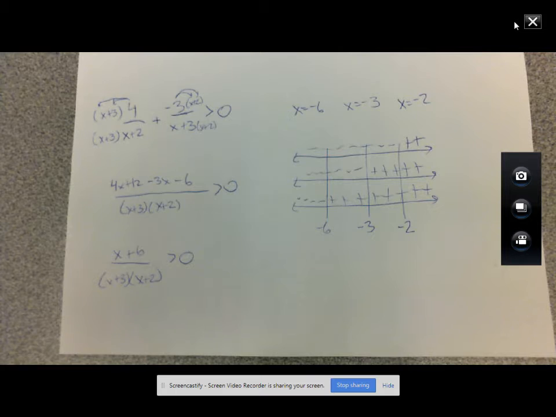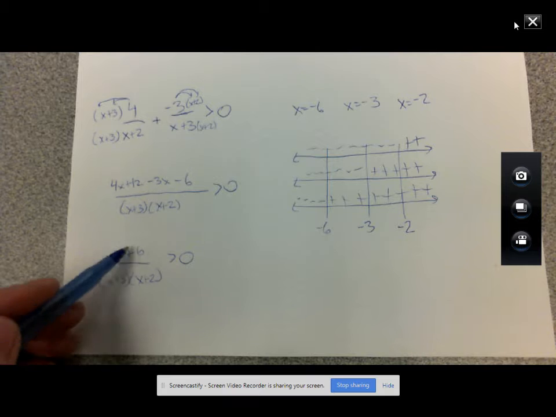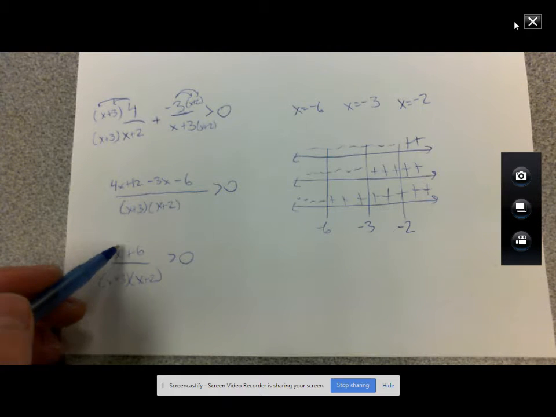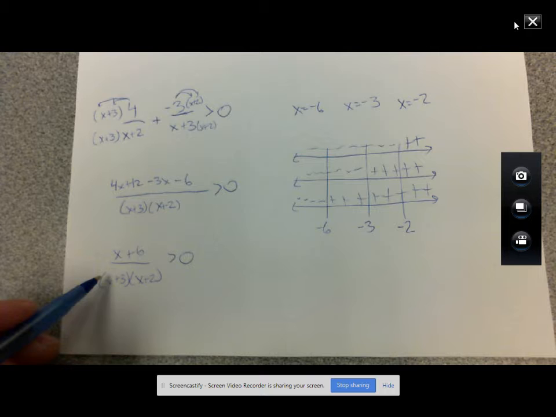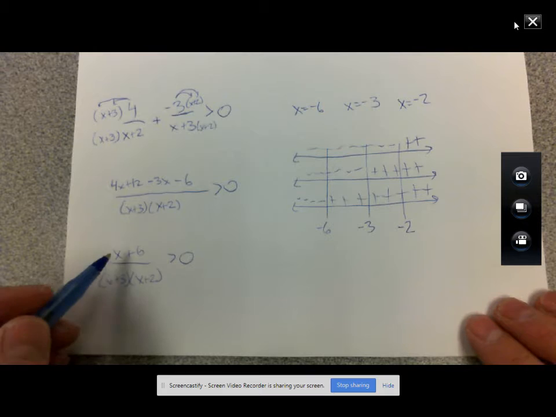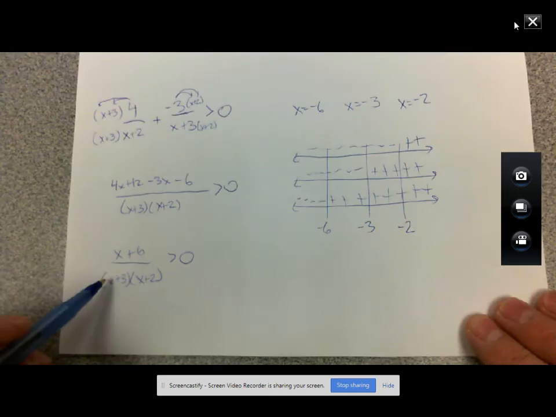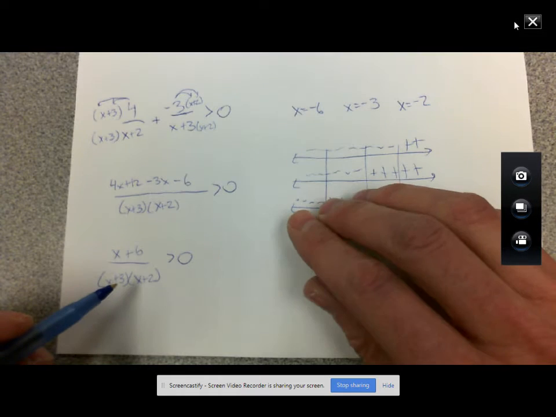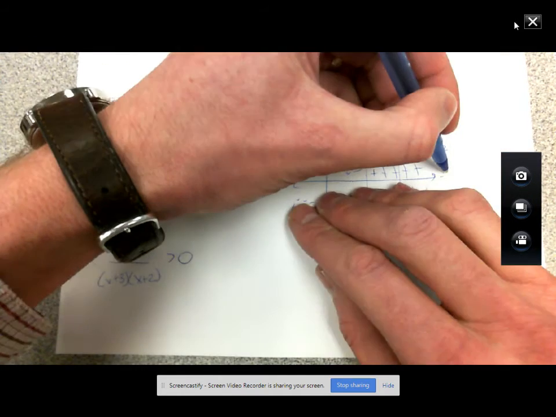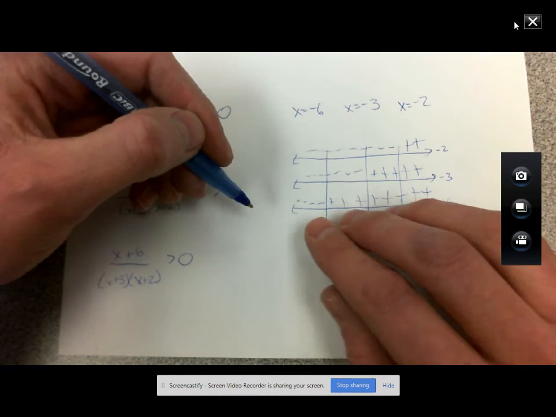Here is where it gets a little bit more difficult, though, because we want this quotient, the division here, to be greater than 0. So I need the numerator and the denominator to either both be positive or both be negative. I'm looking at when x plus 6 will be positive. Well, x plus 6 will be positive all over here. And when will the product of these two be positive? So when will x plus 3 times x plus 2 be positive? I'm going to ignore the bottom line for a minute, where the top line was the negative 2, the middle line was the negative 3, and the bottom line here is the negative 6.